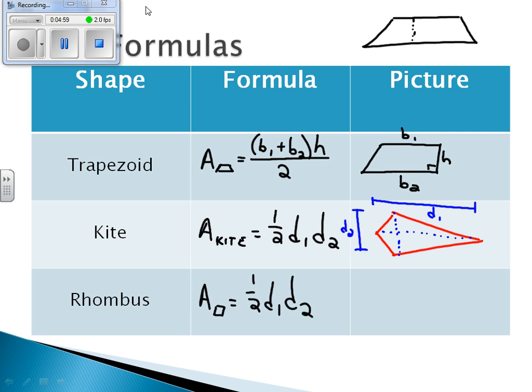And a rhombus looks very similar to the kite. Notice that for the rhombus, the diagonals are also perpendicular. And this would be D1, and this would be D2. Sorry, that's way too small. You understand, I hope, right? For the diagonals, D1 and D2.